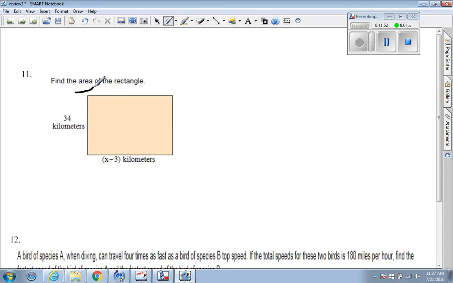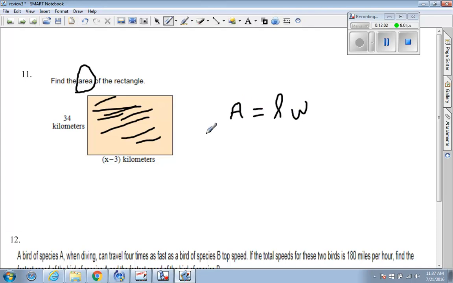Area. We're getting so used to these key words, right? We know now area is this interior space inside the rectangle. We also know that area is length times width. And we can fill in the blanks, even if the length of your rectangle is an abstract expression involving x. All right, fine. The length is x minus 3, and the width is 34 kilometers. Units are the same, so we can multiply.